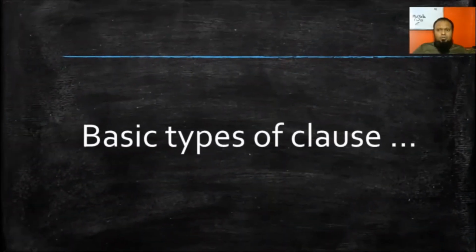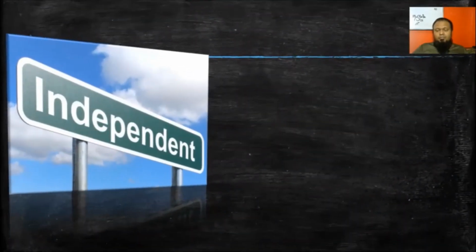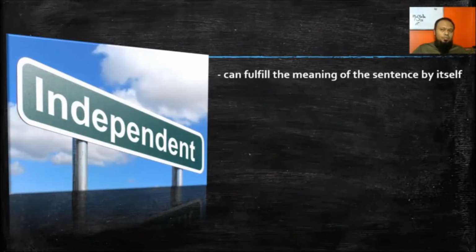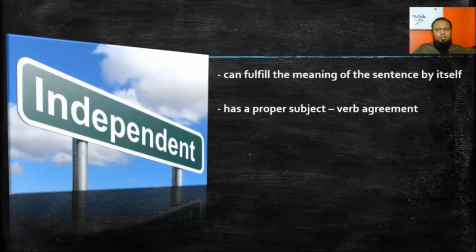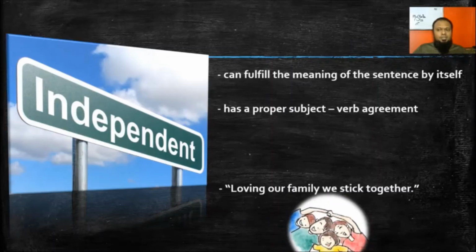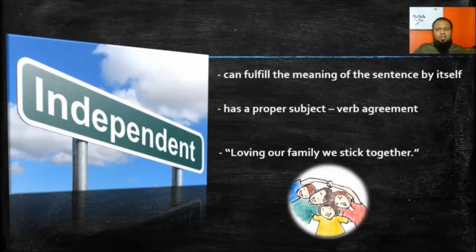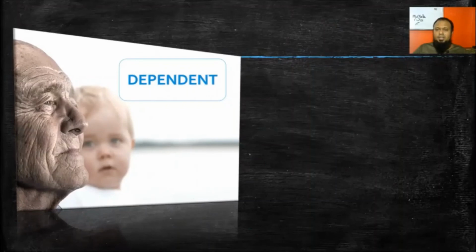So basic types of clause. First, we get independent. We also call it principal clause. So an independent clause or a principal clause can fulfill the meaning of the sentence by itself. It has a proper subject verb agreement, like loving our family, we stick together. Yeah, we have to love our family. If you want to judge people, very first, you can ask them about their family. From their thought about their family, you can easily judge them, whether they are good or bad.